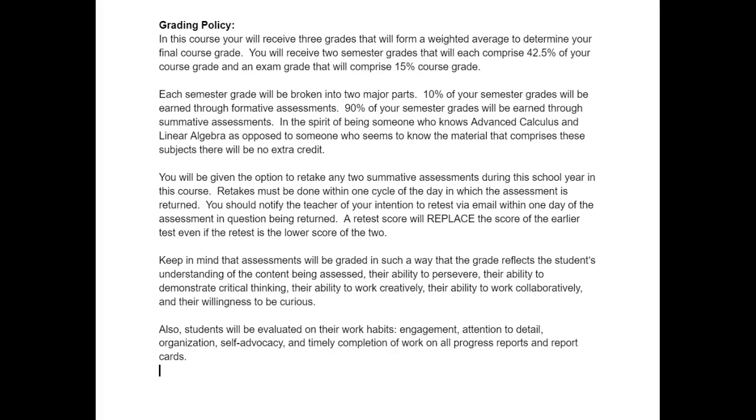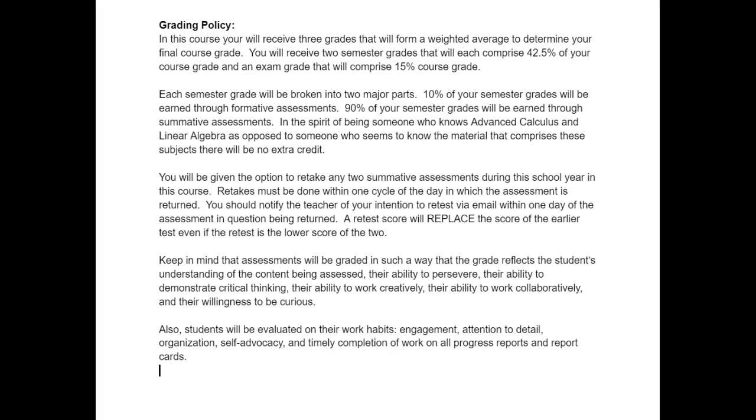So, 2 summative assessments per school year. This is a senior level course. You get 2 summative assessments that you can retake. The way that I do this is that the retake replaces the existing grade. So if you get a lower grade, you are putting yourself at risk.